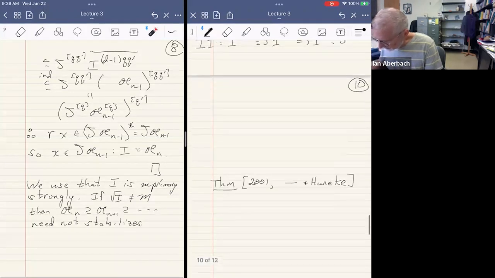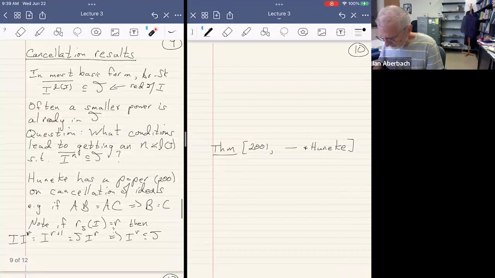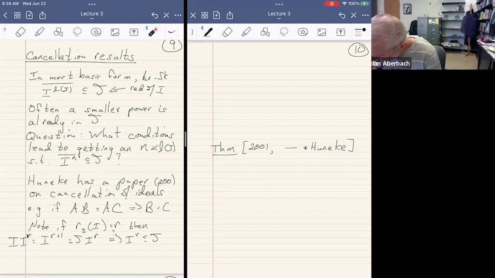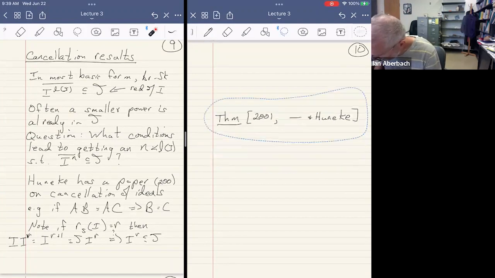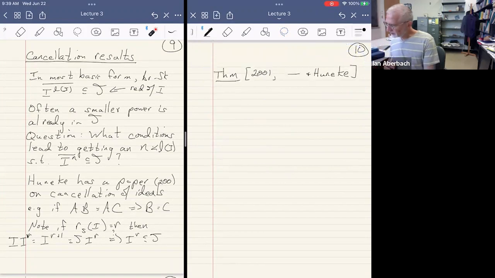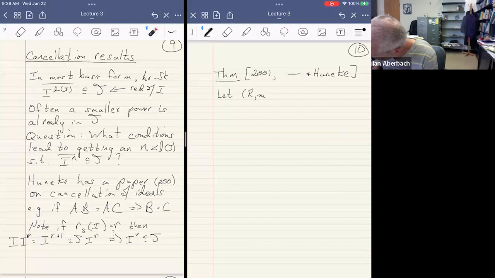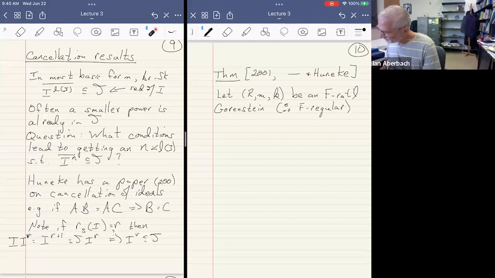But let me just write down what the theorem is that we were able to show. So let's say what that theorem is. Let (R, m) be an F-rational Gorenstein, and so therefore, in fact, it's an F-regular ring of dimension d.